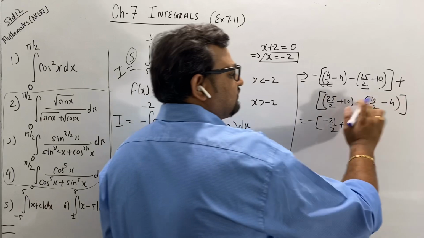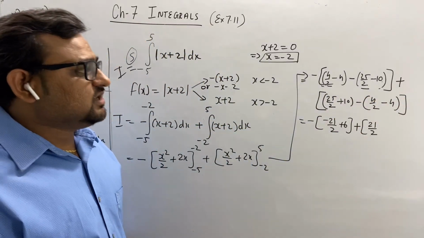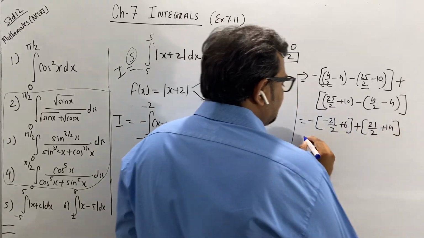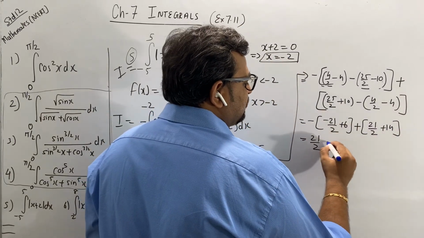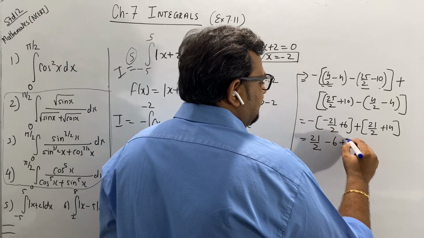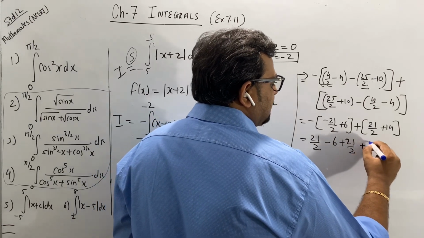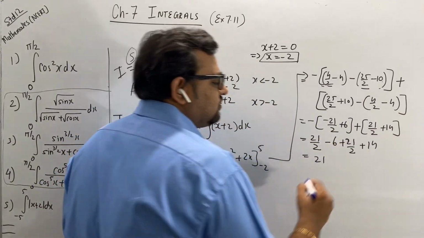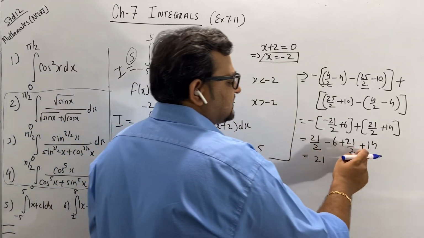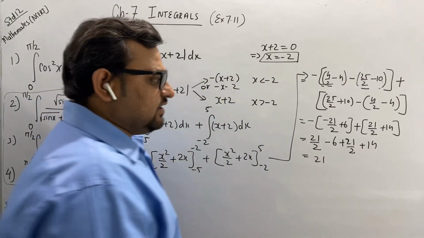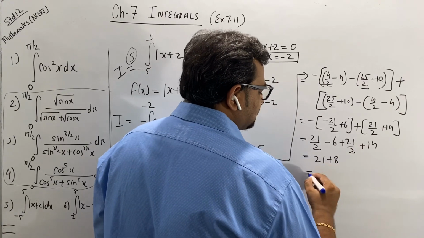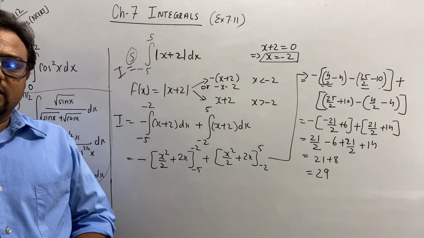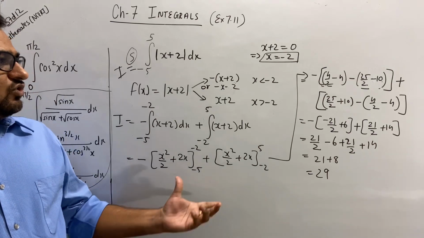10 minus minus 4, so minus minus plus, so it will be equal to 14. So minus minus plus, 21 by 2 minus 6 plus 21 by 2 plus 14. Okay, so it's 21 by 2 plus 21 by 2, that is 21, minus 6 plus 14. So it will be plus 8. So our answer will be 29. Clear? So just go through this question.